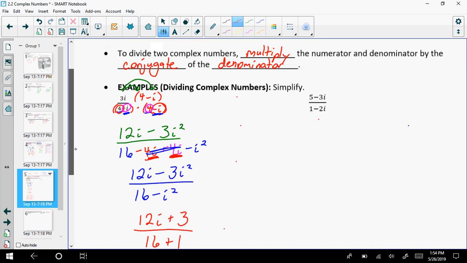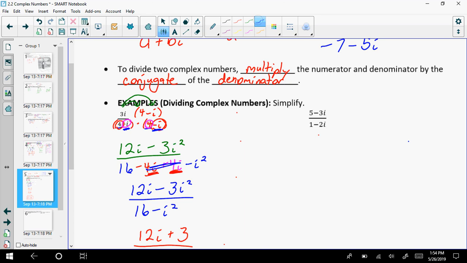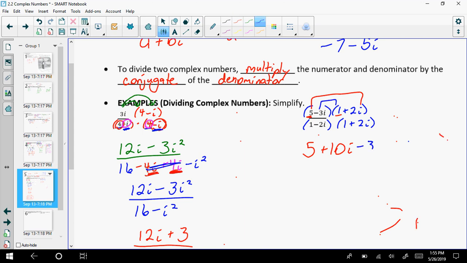Let's try one more of these. So the next one, if I would like to perform this division, I'm going to multiply by the conjugate, 1 plus 2i. And if I do it to the bottom, I also have to do it to the top to keep things balanced. So let's FOIL. First times first, outer times outer, inner times inner, and then last times last. Be careful that we get a negative 6i squared.